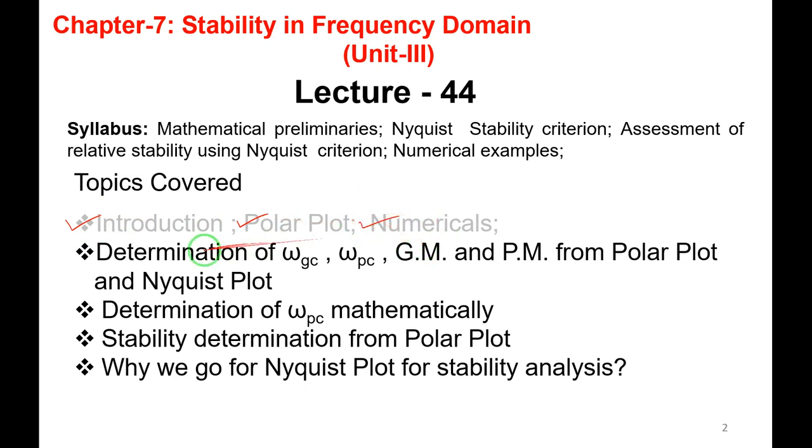Next, today we will see the determination of these frequency response specifications, that is omega GC, omega PC, GM, PM from the polar plot. If I am doing it from the polar plot, the same thing holds good for the Nyquist plot also, right? Omega GC means gain crossover frequency. Omega PC means phase crossover frequency, then gain margin and phase margin.